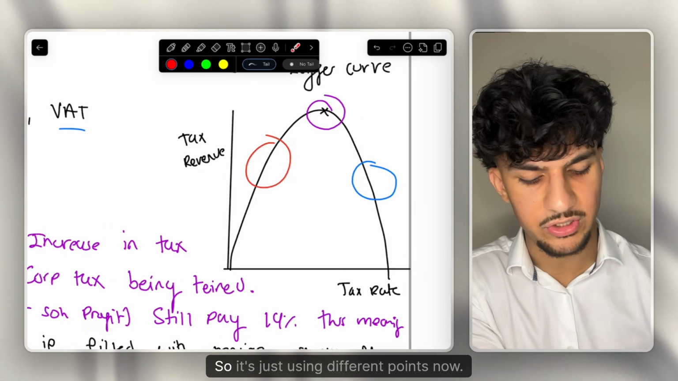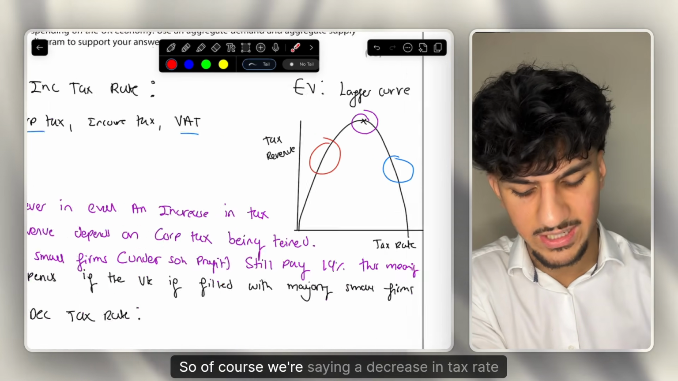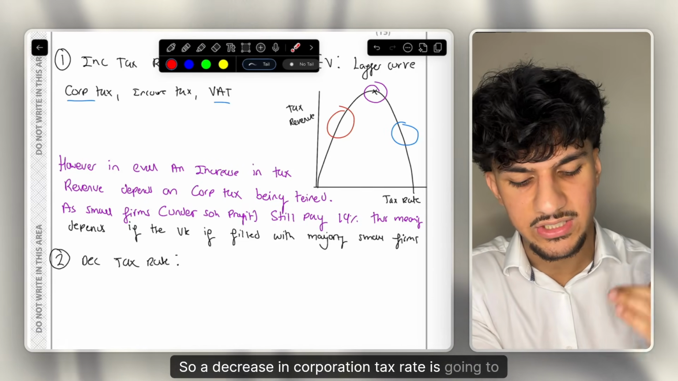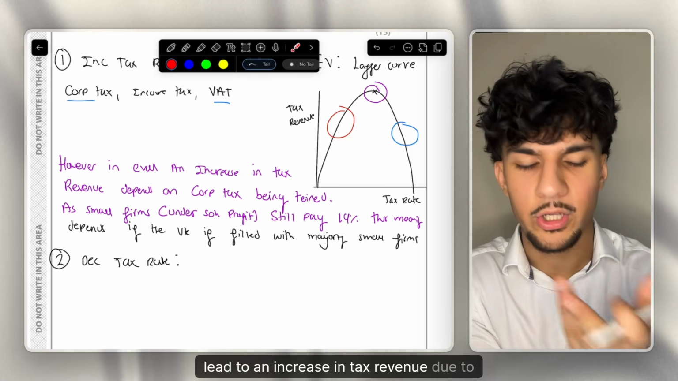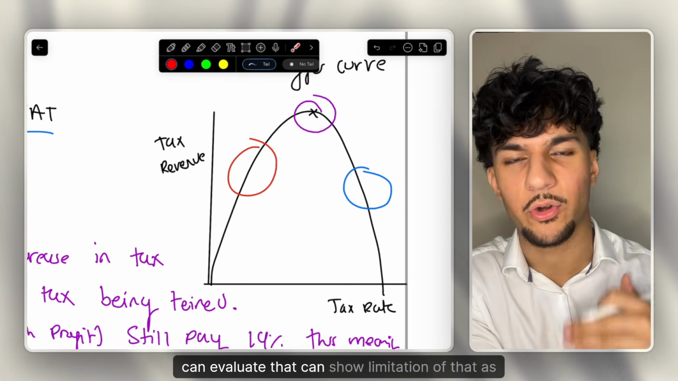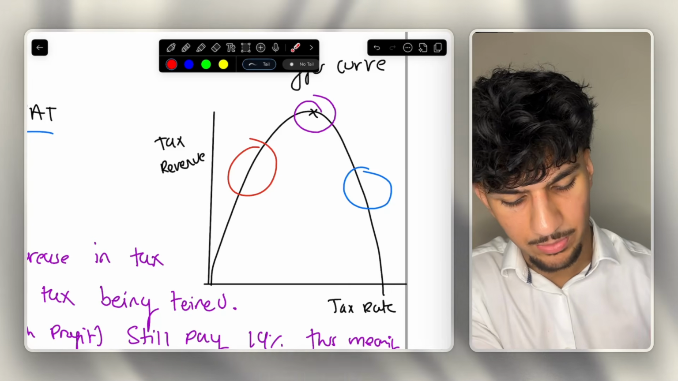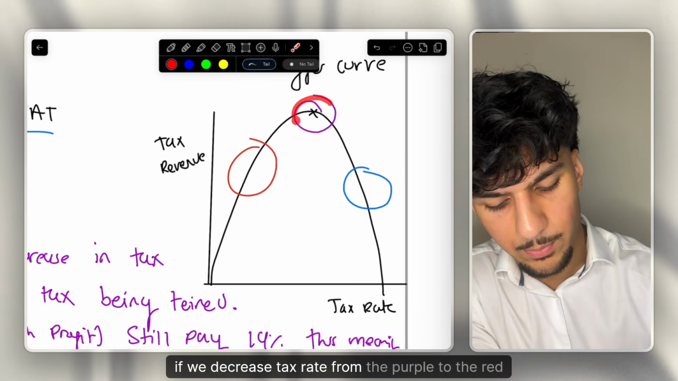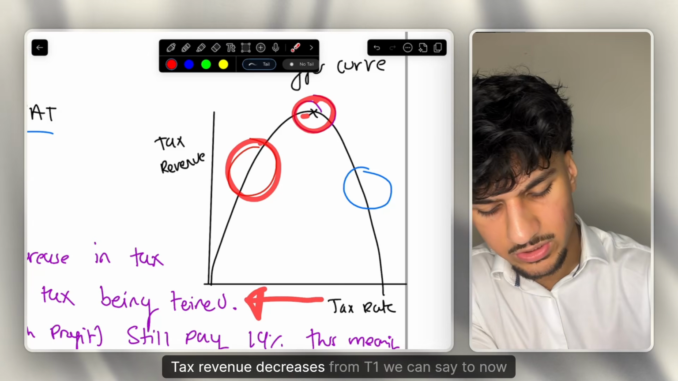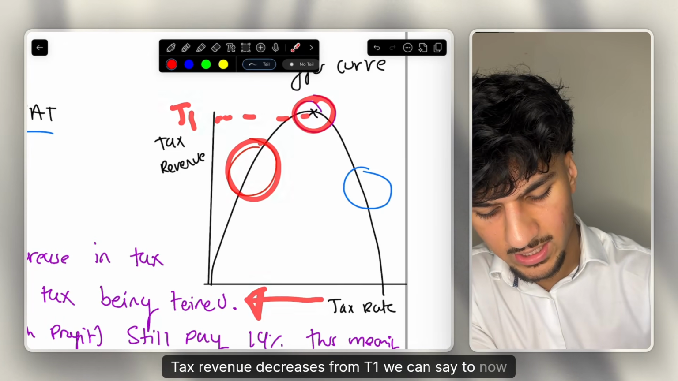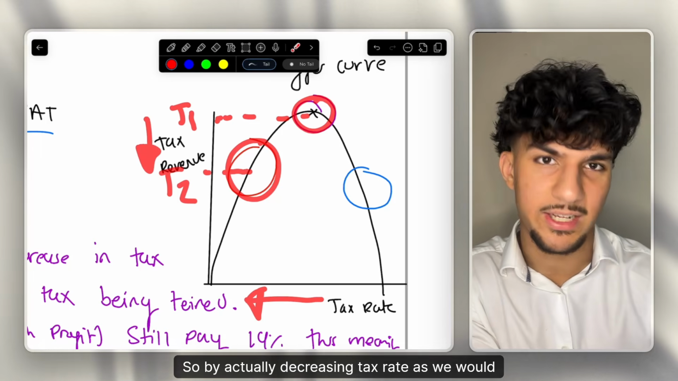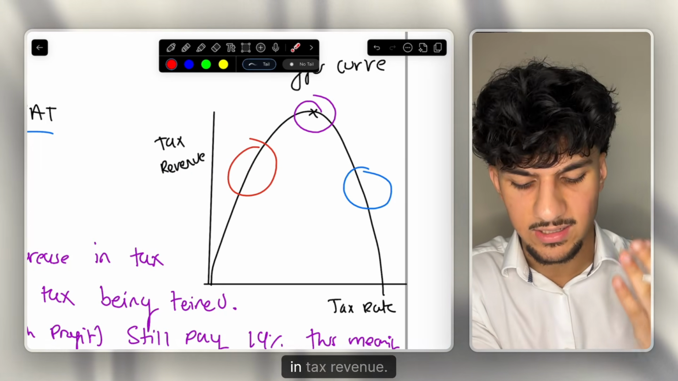And how can we show that? It's just using different points now. Of course, we're saying a decrease in corporation tax rate is going to lead to an increase in tax revenue due to several effects. But the Laffer Curve can show a limitation of that. For example, if we decrease tax rate from the purple to the red point, what is going to happen to tax revenue? Tax revenue decreases from T1 to now T2. So by actually decreasing tax rate, we get a decrease in tax revenue.